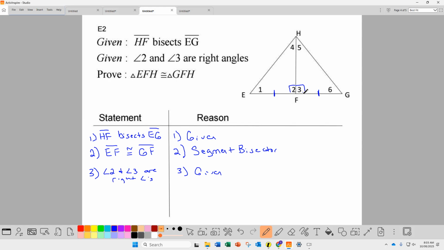And guys, if they're right angles, what do we know about them? They're congruent. So number 4 is going to be that they're congruent to each other. Angle 2 is congruent to angle 3 because what? Look at your list. We wrote it in the very beginning. Not reflexive. That says something's congruent to itself. What says something about the right angles being congruent? Yep. All right angles are congruent.